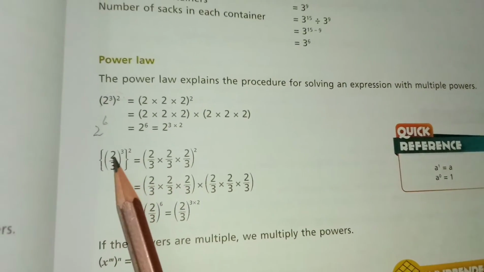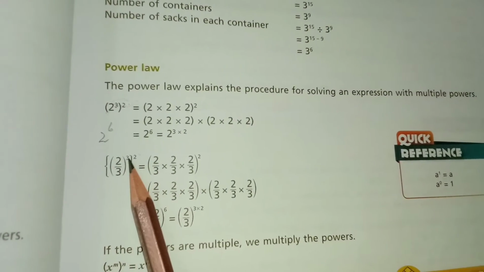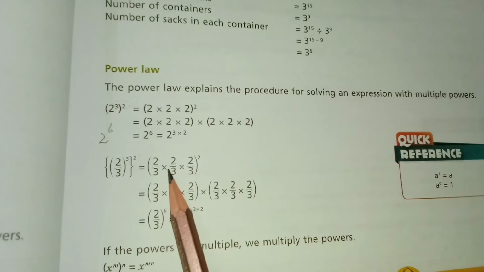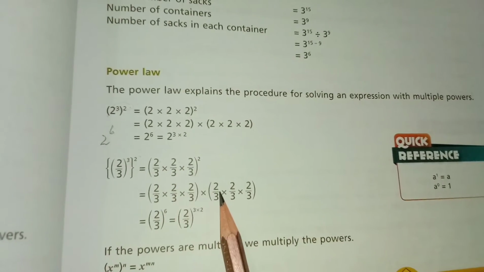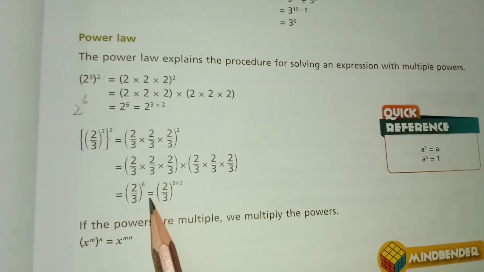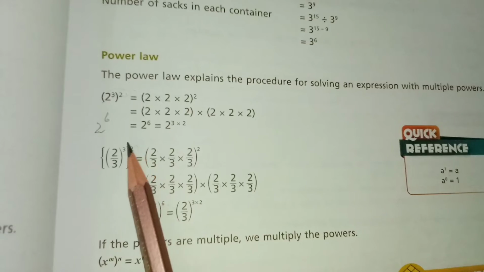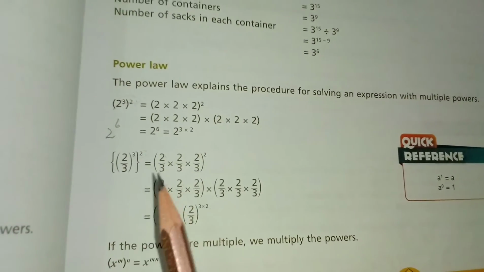Now 2 over 3 whole power 3, whole power square. So 2 over 3 whole cube is 2 over 3 multiplied by 2 over 3 multiplied by 2 over 3. And now whole power square, so we write it twice. Now 1, 2, 3, 4, 5, 6. So 2 over 3 whole power 6. If you simply multiply the powers, 3 multiplied by 2, the answer will be the same. So in the questions we simply multiply the powers.